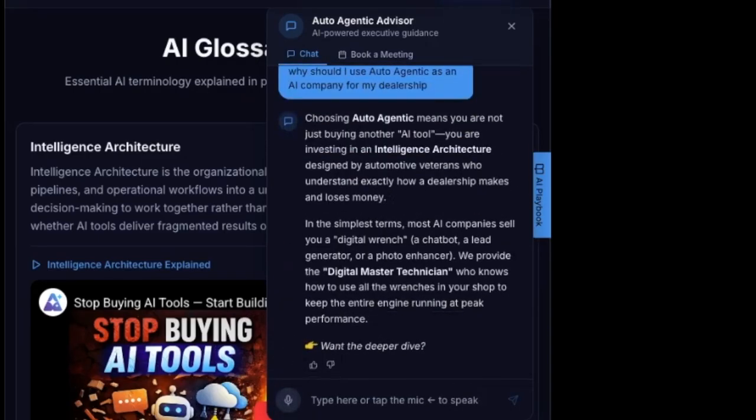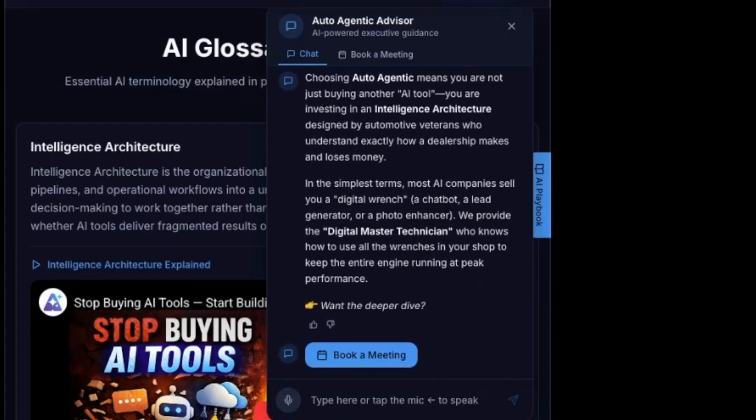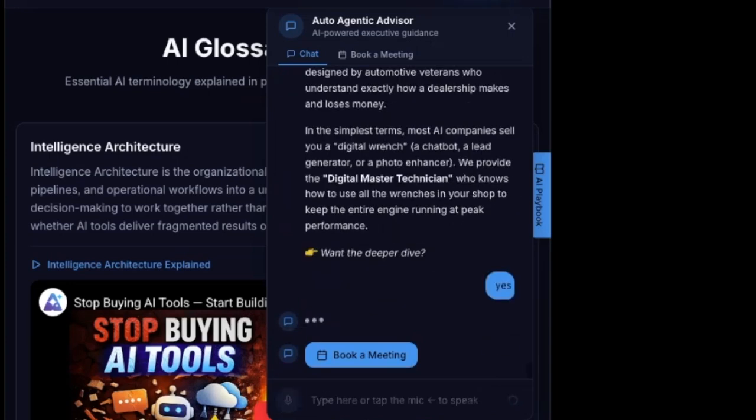Choosing Auto Agentic means you're not buying another AI tool. You're investing in an intelligence architecture designed by automotive veterans who understand exactly how a dealership makes and loses money. In the simplest terms, most AI companies sell you a digital wrench, a chatbot, a lead generator, or a photo enhancer. We provide the digital master technician. And again, want a deeper dive? I'm going to say yes.